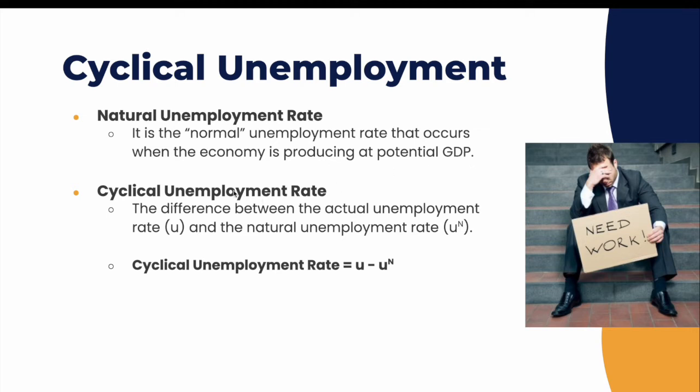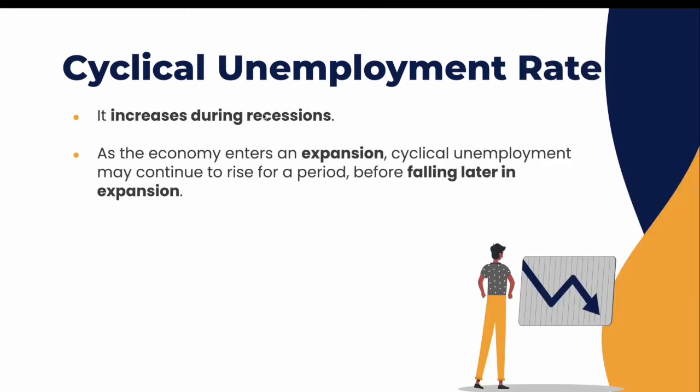Now we have this cyclical unemployment rate. That's the difference between the actual unemployment rate and the natural unemployment rate. Okay. So during recessions, just to further define it, this rate increases, which makes sense because it's during a recession. But as the economy enters an expansion, this rate, the cyclical unemployment rate, may continue to rise for a period of time, because it doesn't just automatically go down, but later on it starts falling.